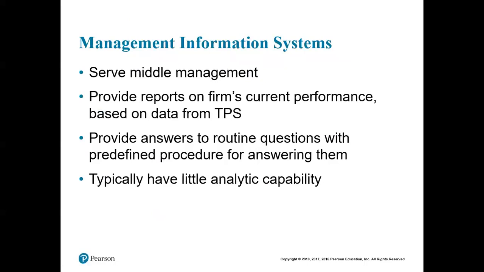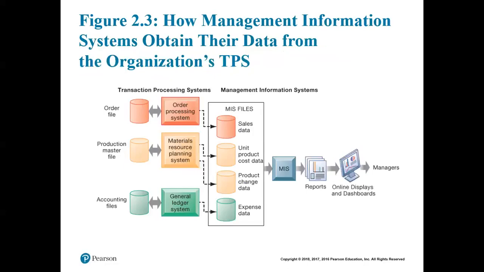Of the three systems we just talked about, MIS has the least amount of analytical capability because we're really getting information from our transaction processing system, but it can help serve our middle managers to make better, faster decisions. This slide simply shows how an MIS gets its data. In this case we have three different databases in our TPS connected to three different systems. From there we feed our MIS databases and we get our reports back to our managers.